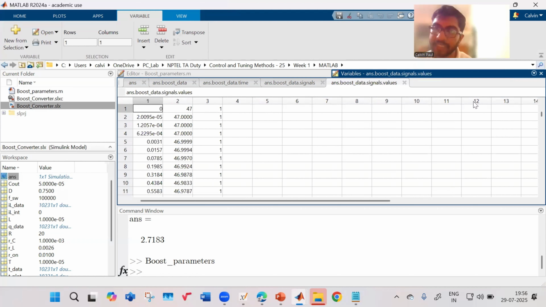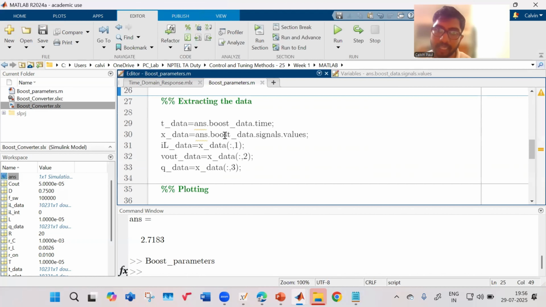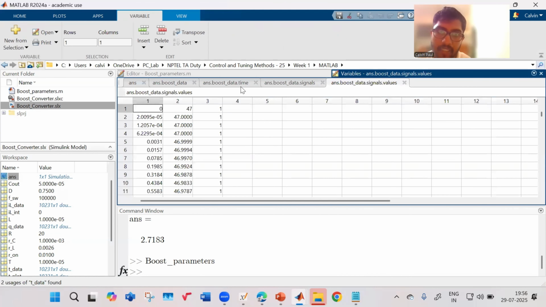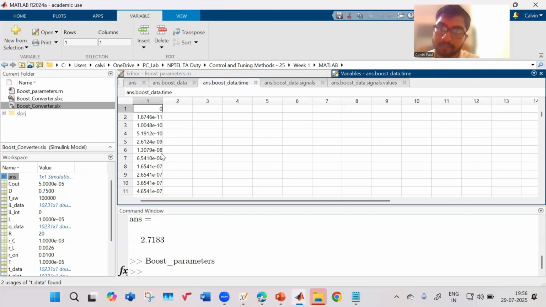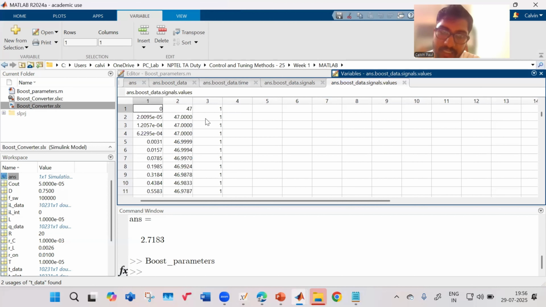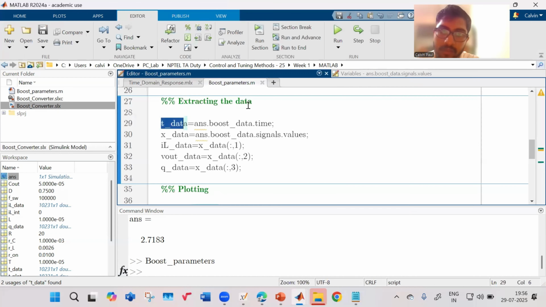So now I want to access these data. What I do is I have written in my code extracting that data. So time data is given by answer.boost_data.time. This is my time data. Similarly, the data of all these signals is given by answer.boost_data.signals.values, which I'm taking over here. So this is my x_data. So I've got this data.